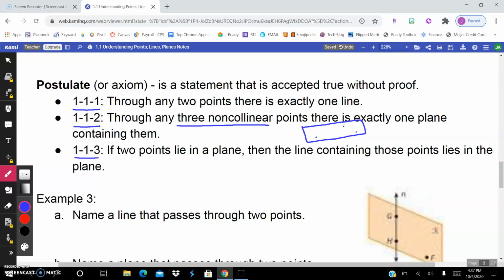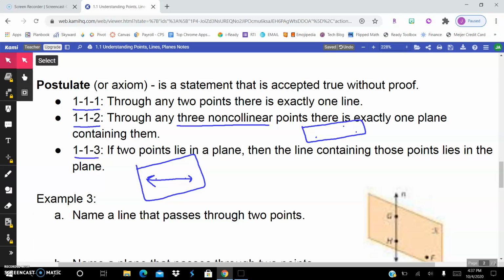And then our last one, 1.1.3, if 2 points lie in a plane, then the line containing those points lies in the plane. So if the 2 points are in the plane, then it would only make sense that the line going through those 2 would be in that plane as well. Okay, so pause the video, make sure you have those written down because they will come back up in some of your assignments later on.